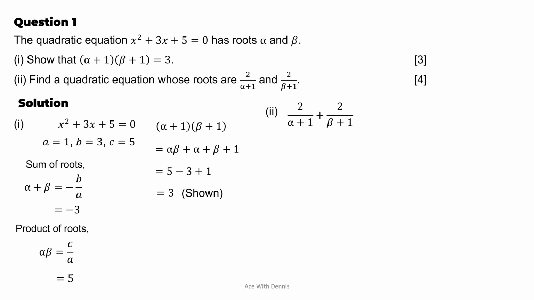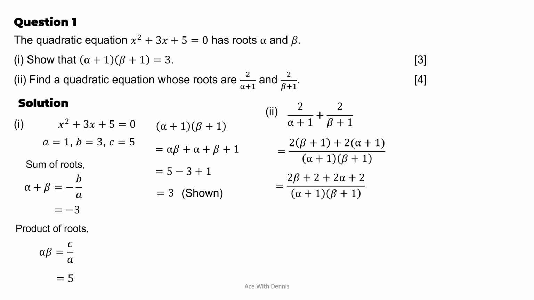First, we need to find the sum of new roots, which is 2 over alpha plus 1 plus 2 over beta plus 1. Then we combine them together, we get 2 times beta plus 1 plus 2 times alpha plus 1 over alpha plus 1 times beta plus 1. We expand the bracket, we get 2 beta plus 2 alpha plus 2 over alpha plus 1 times beta plus 1. We can simplify, we get 2 times alpha plus beta plus 4 over alpha plus 1 times beta plus 1.